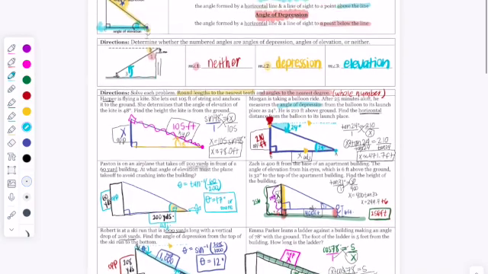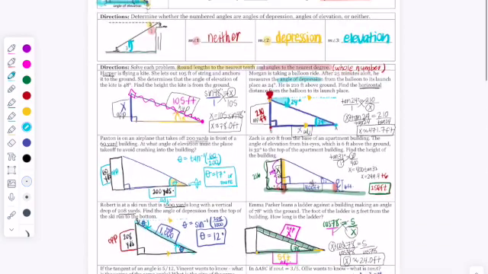But look at how pretty our notes are, y'all. This is fun. It feels like art class. Obviously, I'm not an art teacher, though.